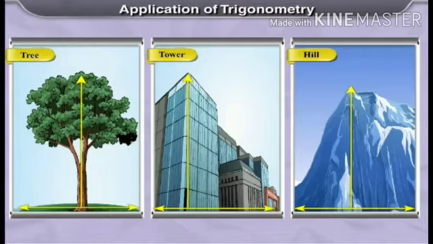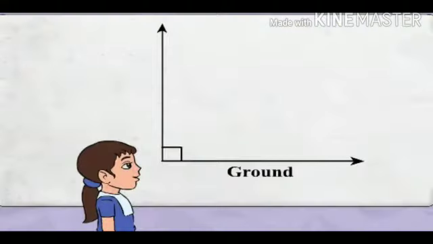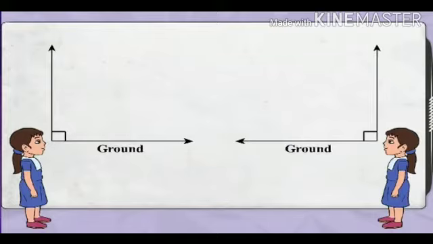First of all, remember we consider a tree, tower or hill as a perfect vertical object. So, we represent them with a line segment perpendicular to the ground. Also, we consider the observer's eye to be in the plane of the ground, unless mentioned otherwise. Now, we will get acquainted with some related terms which we often use to solve problems.